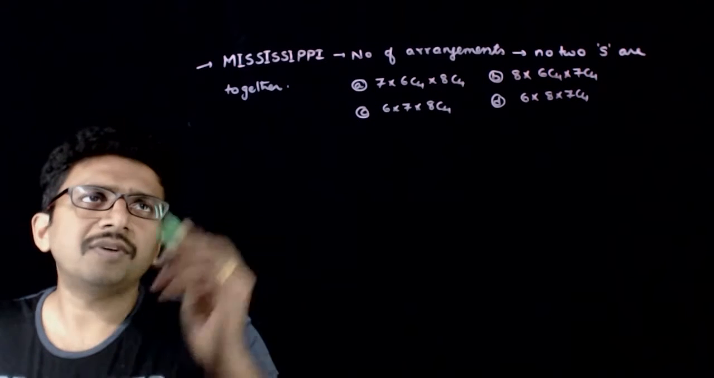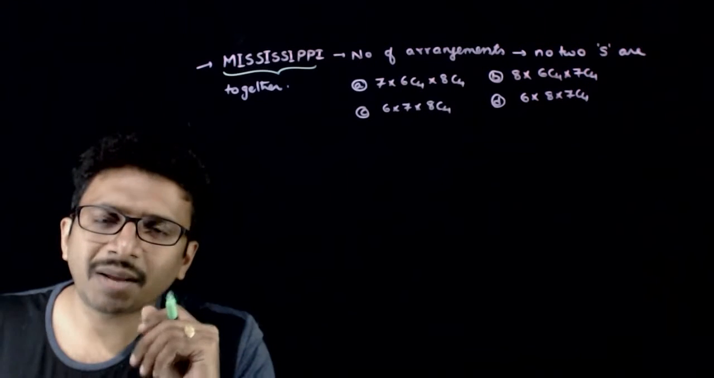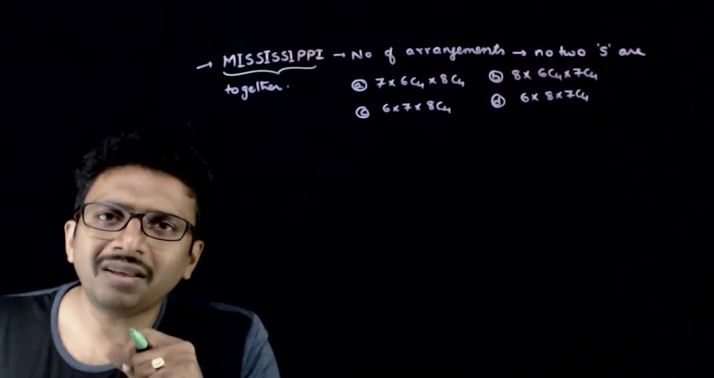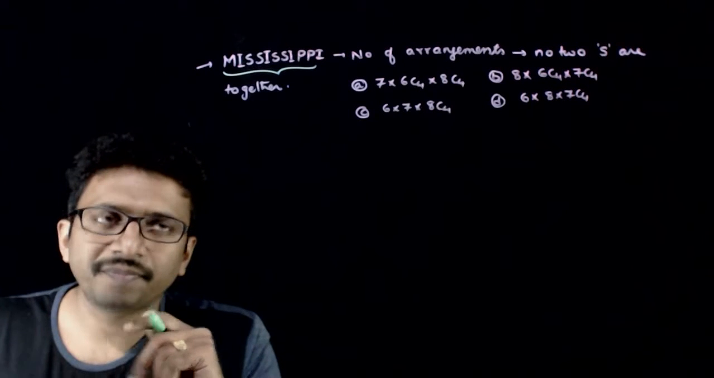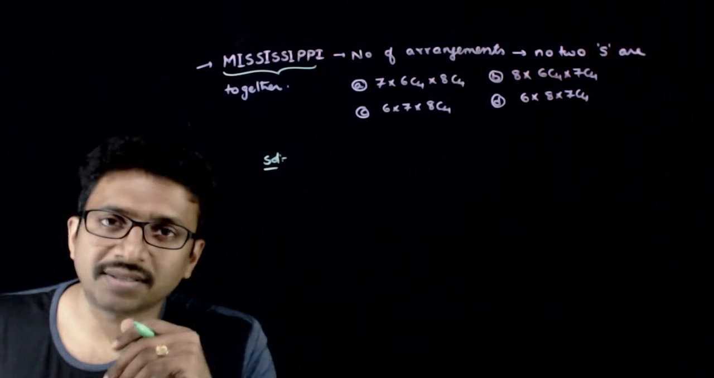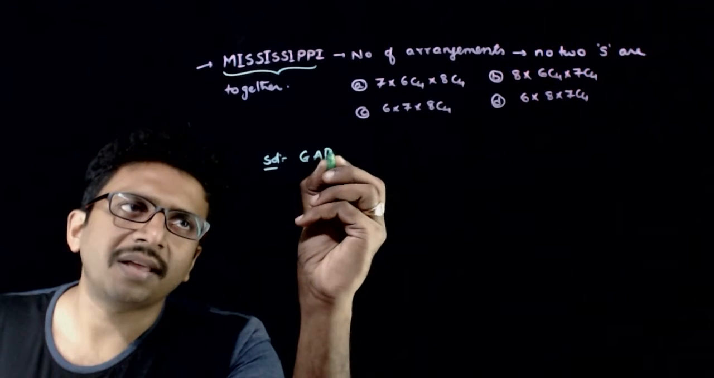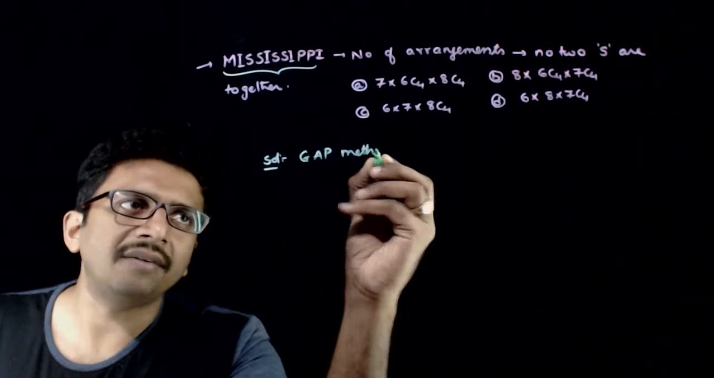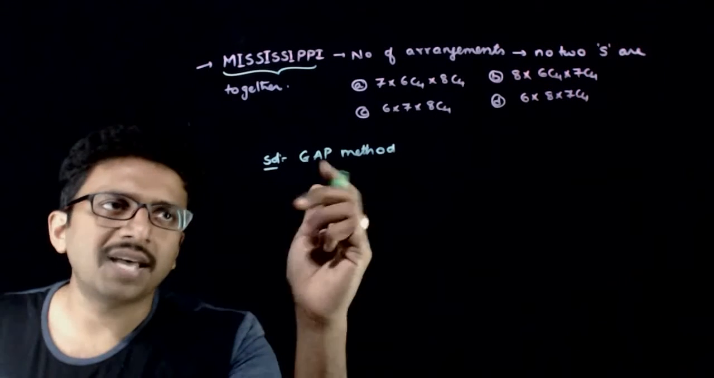Welcome students. In this question you are asked to find the number of arrangements that can be formed by jumbling the letters of the word Mississippi so that no two S's are together. So the number of arrangements where no two S's are together. Obviously the method I am going to use is the gap method. Whenever you have a condition that no two of some letters are together, we use the gap method.